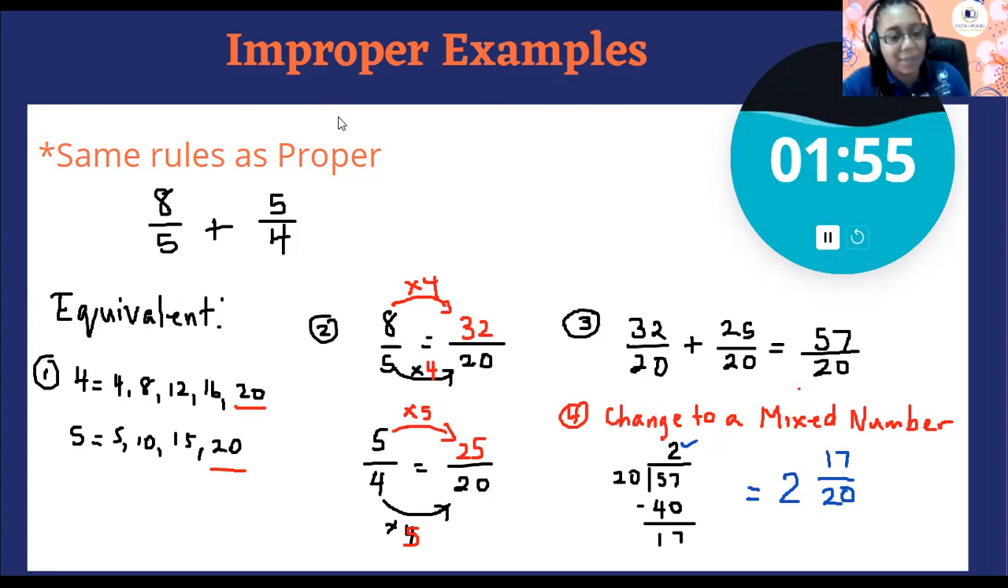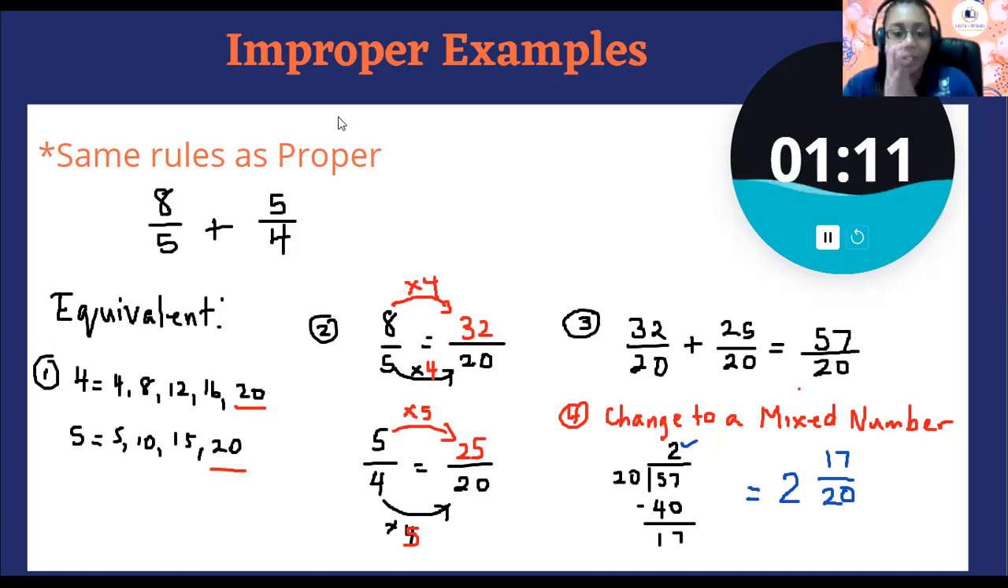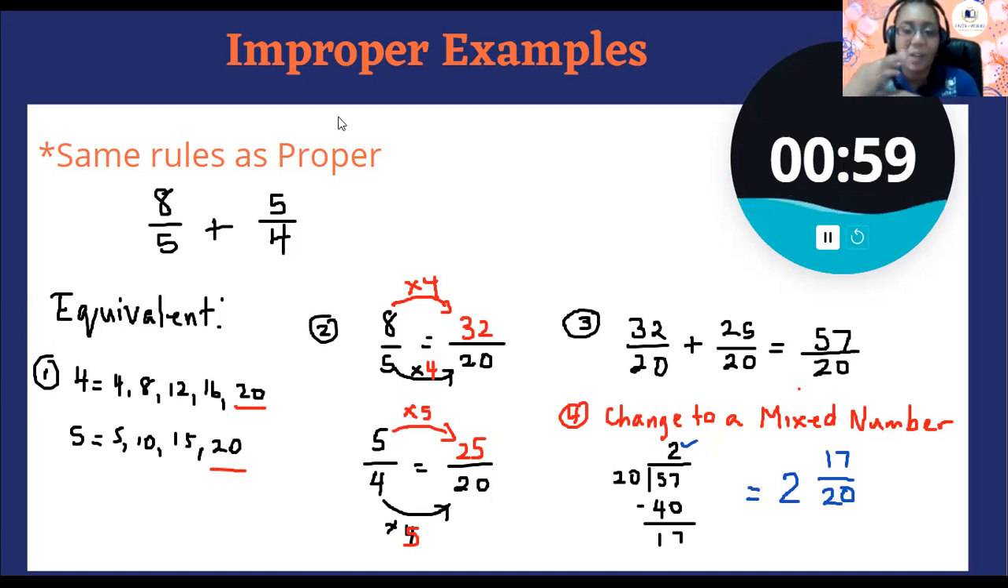So 8/5 as the second step. 8/5 is now going to be 32 over 20, because you have to multiply by 4. We multiply by 4 and we came up with 32 over 20. 5/4 is now 25 over 20. We multiply 5/4 by 5. Then our third step, we have to add. So we're adding 32 over 20 plus 25 over 20, and that's going to give us 57 over 20.